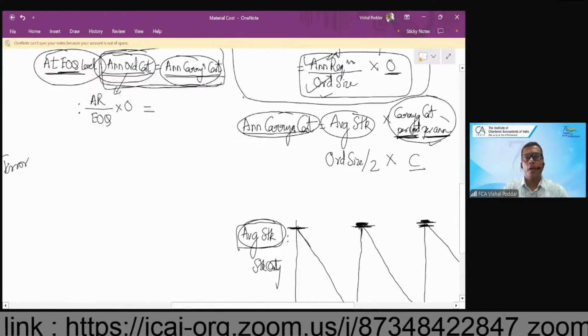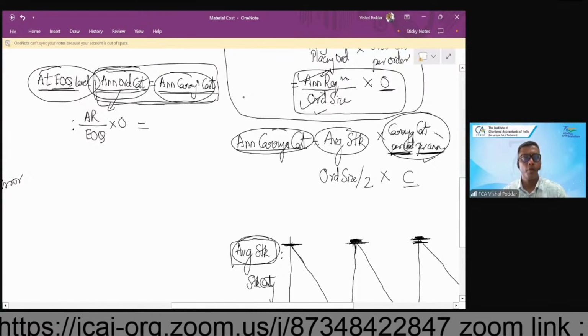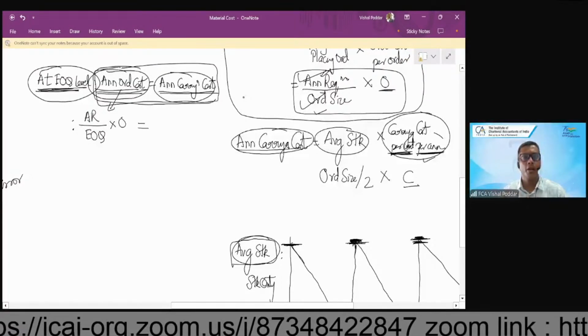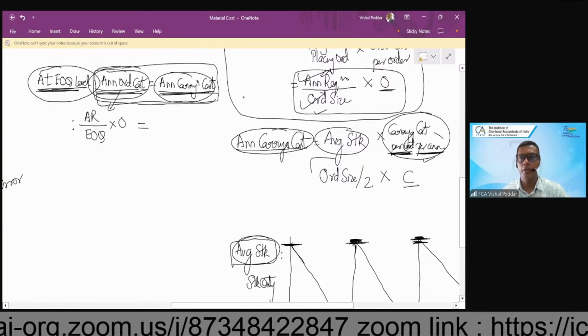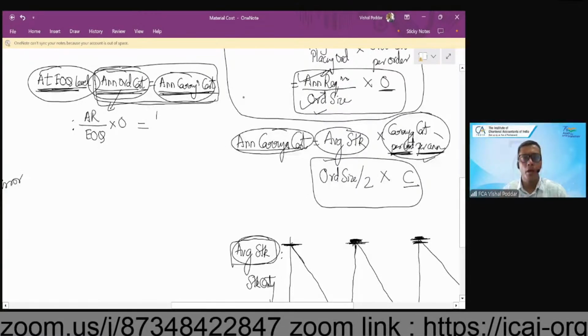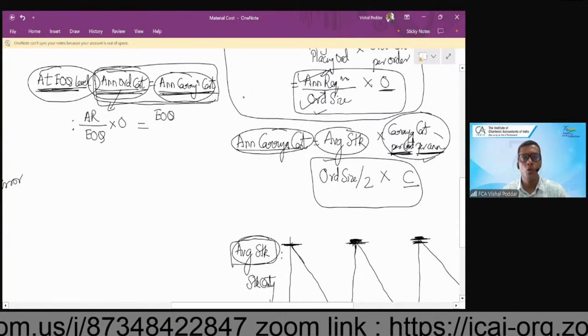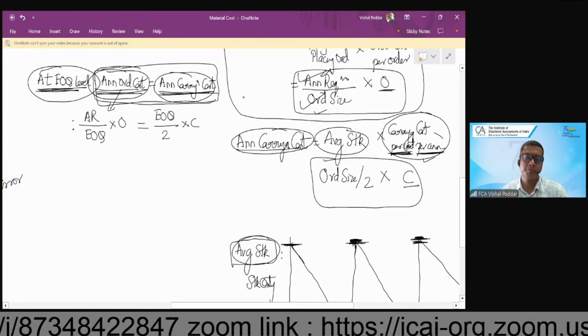Now when I extrapolate this in our main equation, where at EOQ level we have said that annual ordering cost will equate to annual carrying cost, the annual carrying cost by this formula will become, again, order size here is EOQ. So it is EOQ upon 2 into C.